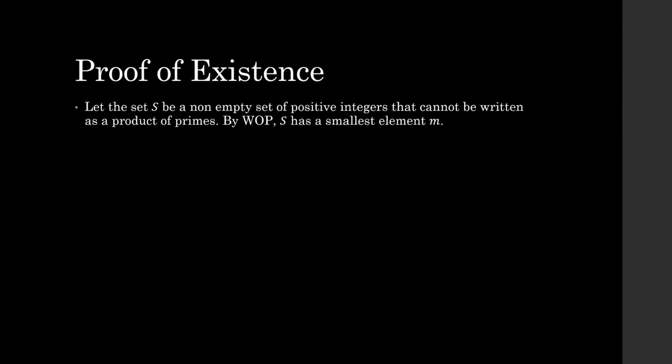So let's first prove the existence of this. And it's going to be one of our classic well-ordering principle contradiction proofs. So we're going to let the set S be a non-empty set of positive integers that cannot be written as a product of primes. So since we're assuming that it's non-empty, we're going to say that it has the smallest element m by the well-ordering principle. And so we want to get to a contradiction and show that this set doesn't exist, that it is empty, and so that there is no positive integer that cannot be written as a product of primes. That's our end goal.